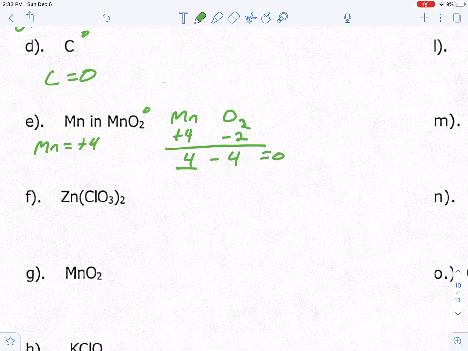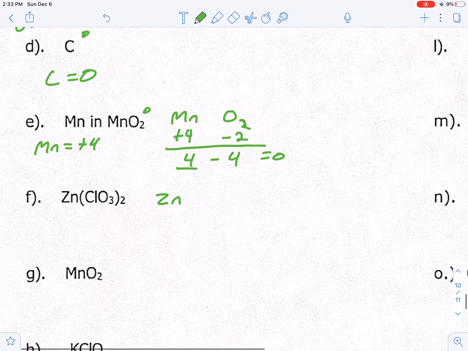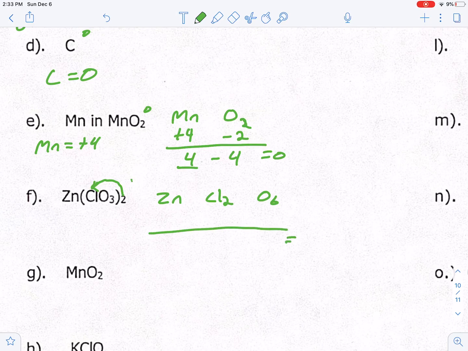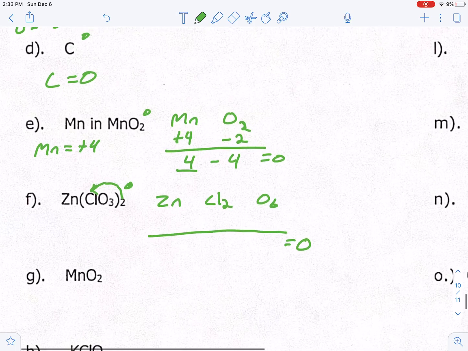Okay, next one, I'm going to give myself some room. So I have 1 zinc. This is where you've got to watch out for parentheses. This 2 right here means I have 2 chlorines. And then I have 3 oxygens on the inside of the parentheses, so 2 times 3 means I have 6 oxygens. There's no charge, so I'm going to set it equal to 0. I'm going to start with oxygen. Oxygen has a charge of -2. So 6 times -2 gives me -12.